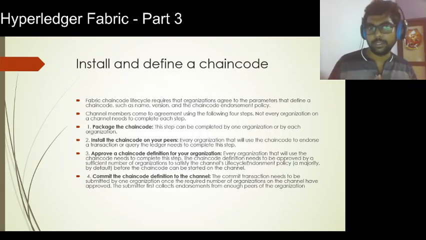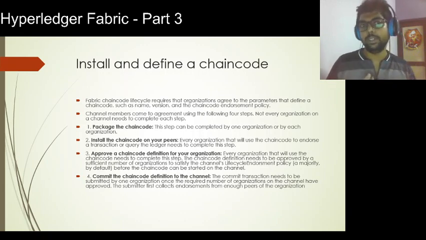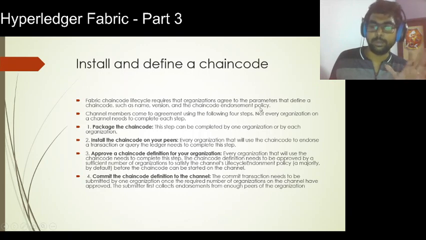Now our real hands-on is coming. We understand the concept. Now when we go to the implementation stage, we need to understand that the Hyperledger Fabric chaincode lifecycle requires the organizations to agree to the parameters that define the chaincode, such as name, version, and chaincode endorsement policy.